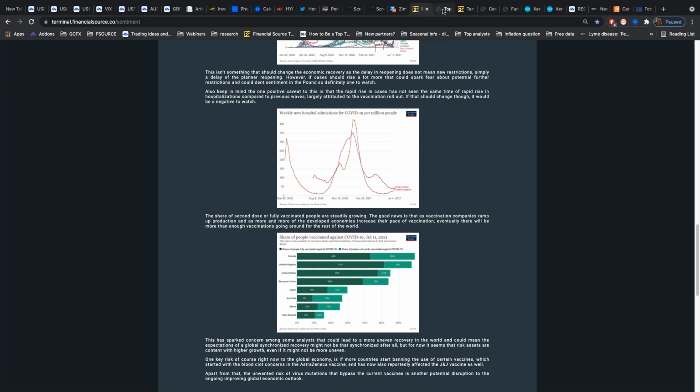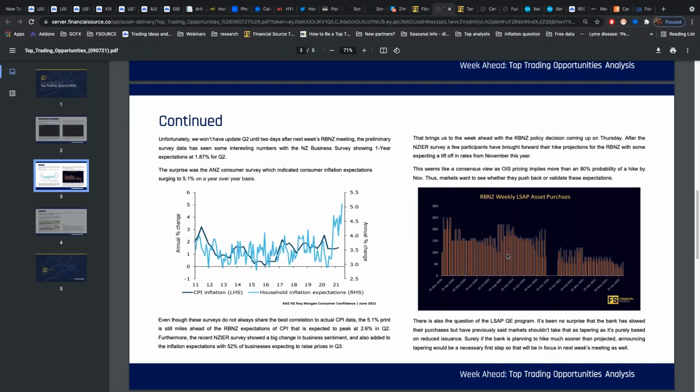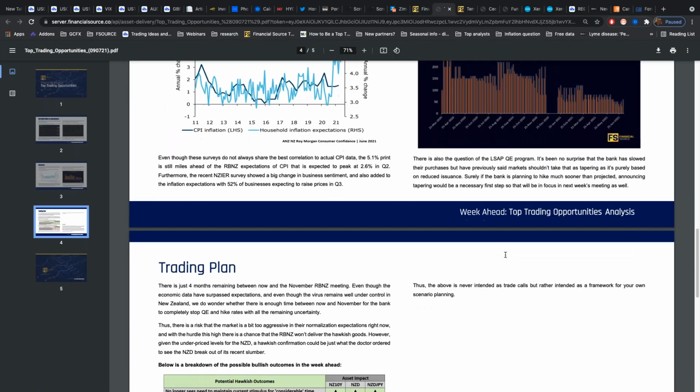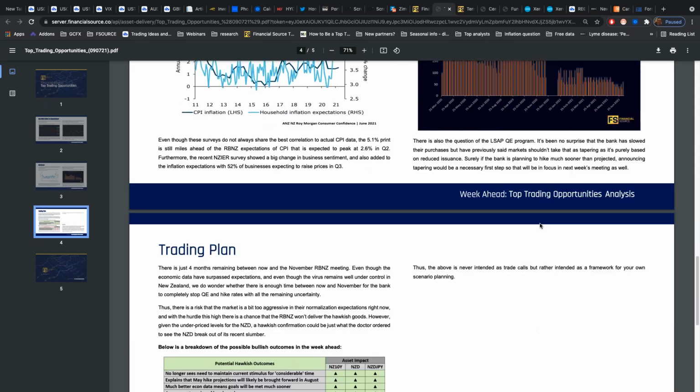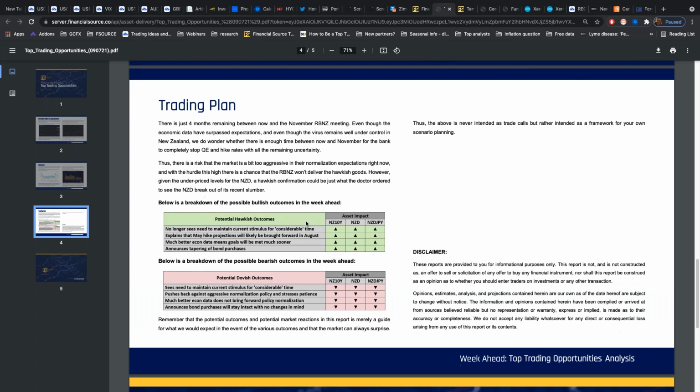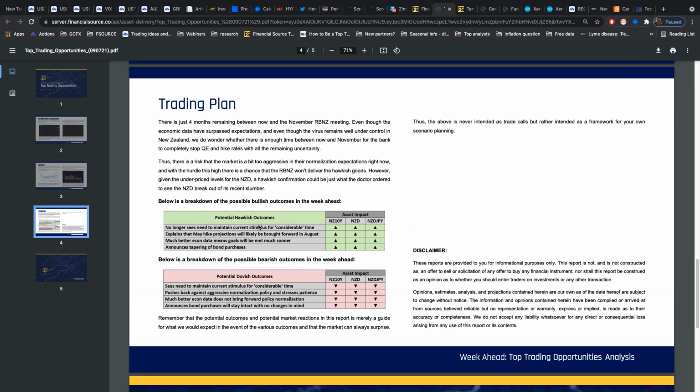So that means when it comes to the RBNZ, when they meet this week, are they going to be able to say we're going to hike interest rates this year, or are they going to be more conservative? Are they going to want to risk pushing their own economy too hard? I don't think they will. So this is what you need to look for, and this can give you direction in the New Zealand dollar.